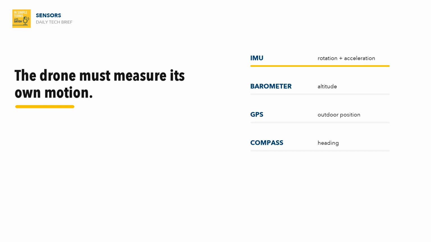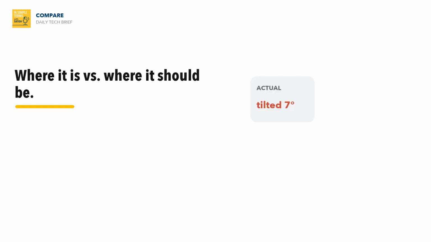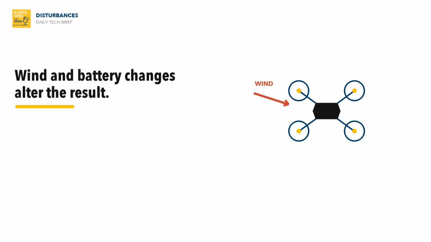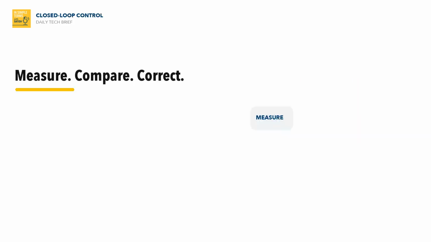Many drones also use a barometer for altitude, GPS for outdoor position, a compass for heading, and downward cameras or optical flow sensors near the ground. The drone compares two things constantly: where it is and where it should be. If it tilts too far forward, the controller corrects motor speeds. If a gust of wind pushes it sideways, the controller reacts. If the battery voltage drops, the same motor command may produce less thrust. So the system has to compensate or warn the pilot.